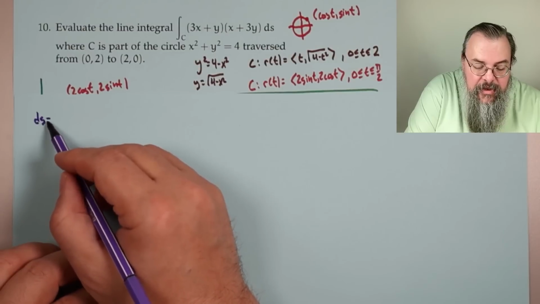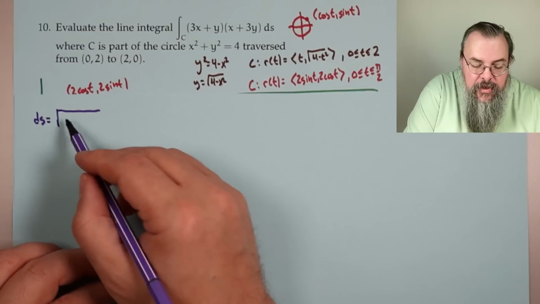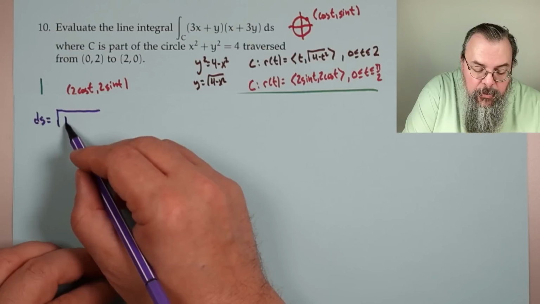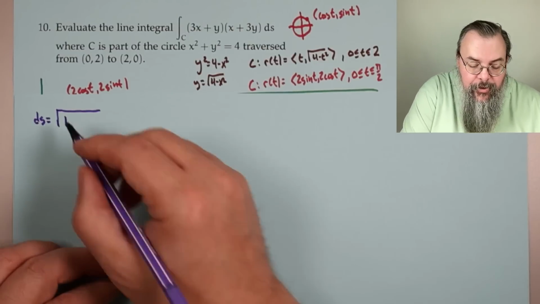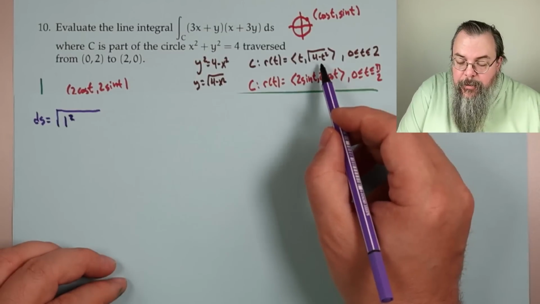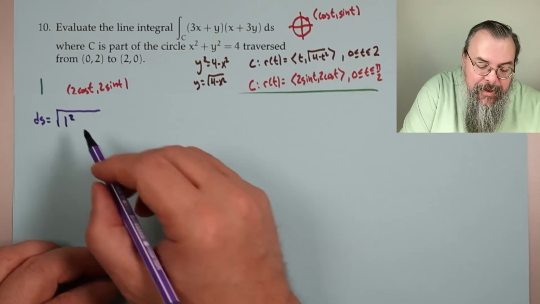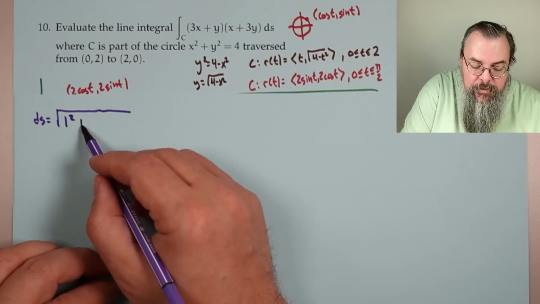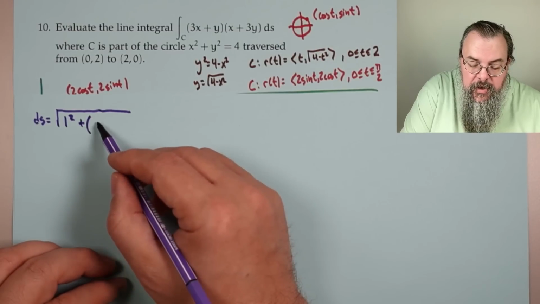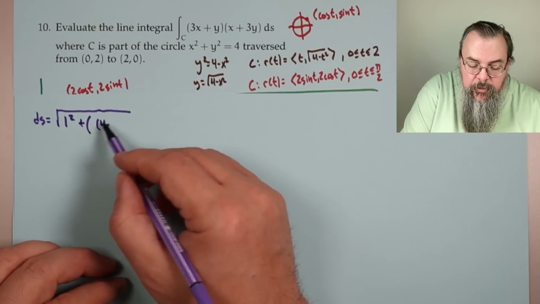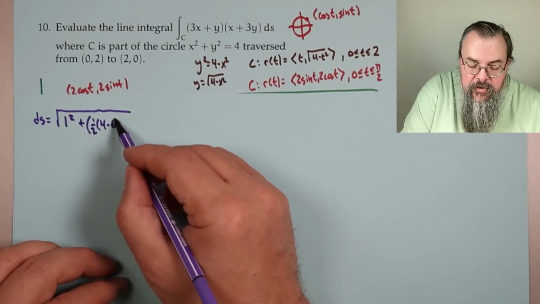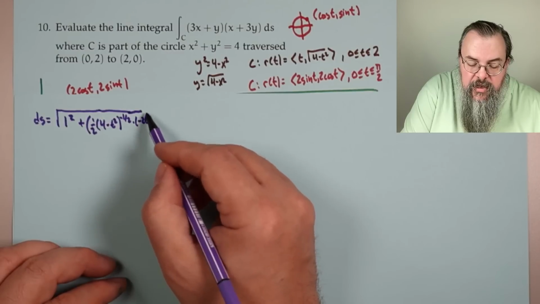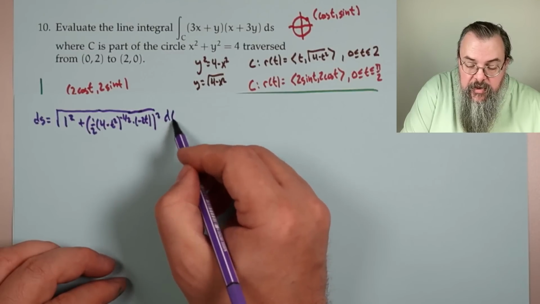So ds is our square root of our x prime squared. So here's our x prime. That'd be 1, right, squared. And then y prime squared. Okay, so that one maybe we can't do in our heads, but that's okay. So this would be, what would it be? It would be plus 4 minus t squared to the minus 1/2, and then times by derivative inside, which is negative 2t, all that being squared dt.